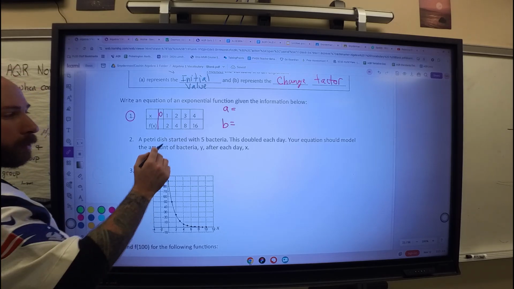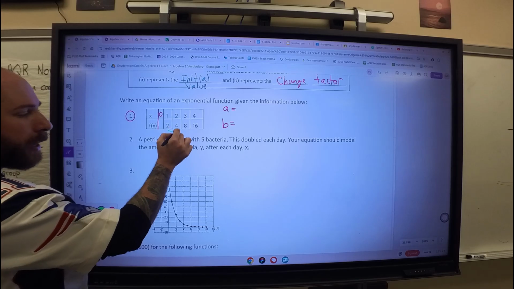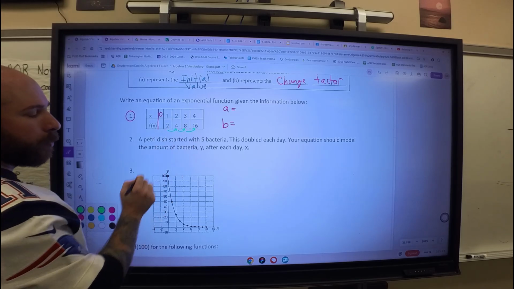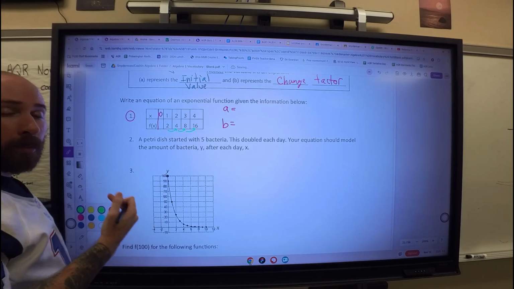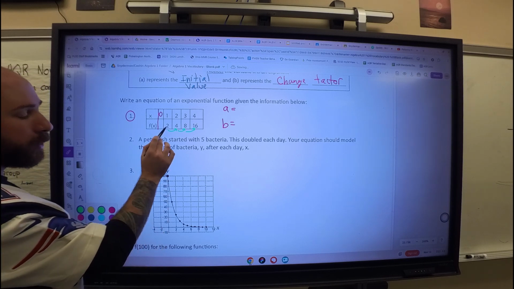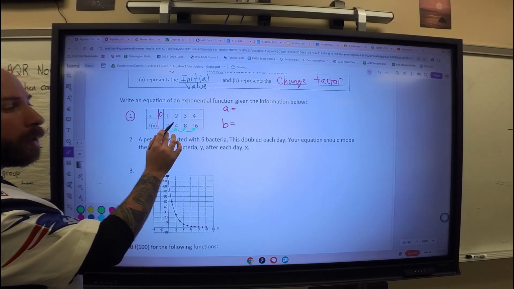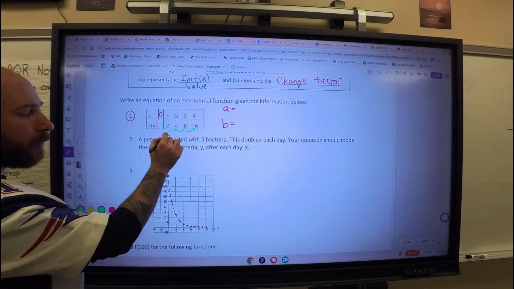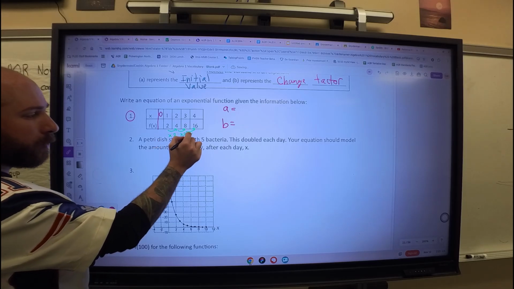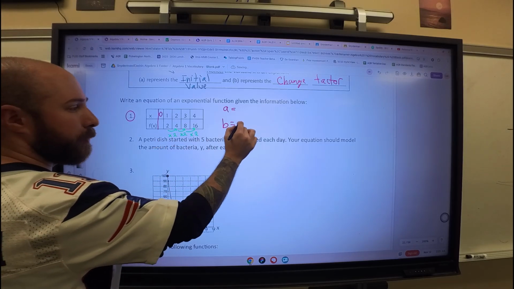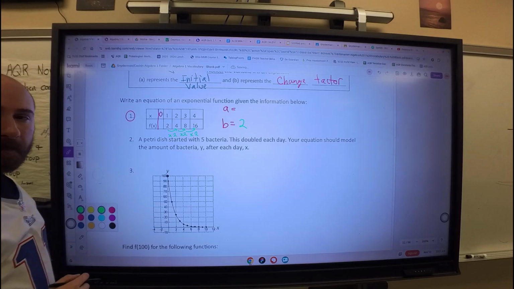To find our b, we're looking at our y values and saying, how do I get from one value to the next, right? What number are we multiplying by? And we should be able to see, to get from 2 to 4, 4 to 8, 8 to 16, we are multiplying by 2 every time. So that tells us our value of b is 2.